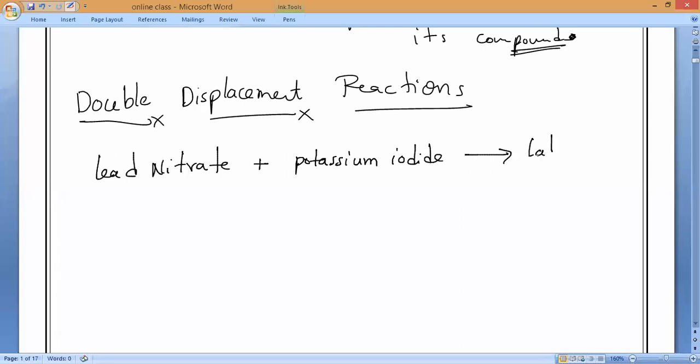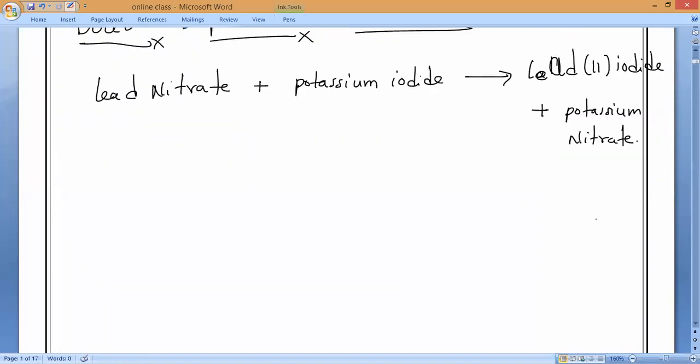It gives lead iodide plus potassium nitrate. This is the first equation which we studied long back. We studied this for the change in color and formation of precipitate. Do you remember, everybody? This reaction I taught you as an example of change in color as well as formation of precipitate. Is it yes or no?